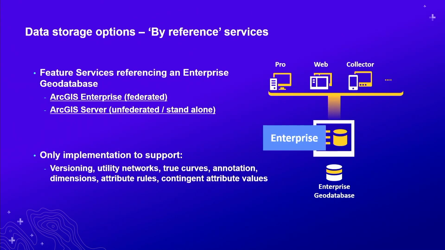The other data storage option is to use data in your enterprise geodatabase. This is referred to as by reference because your data is referenced by the server and not copied onto and hosted by the server. Like hosted services, by reference services support the web information model. However, by reference services are the only services to expand beyond the traditional information model into more complex data sets. These services support the items I've listed here: versioning, utility networks, annotation, dimensions, true curves, attribute rules. Editing can be either short transactions, like with hosted data, or long transactions using branch versioning. With by reference services, your data will live in an enterprise geodatabase that you manage. And we support feature services on all the most common DBMS platforms.